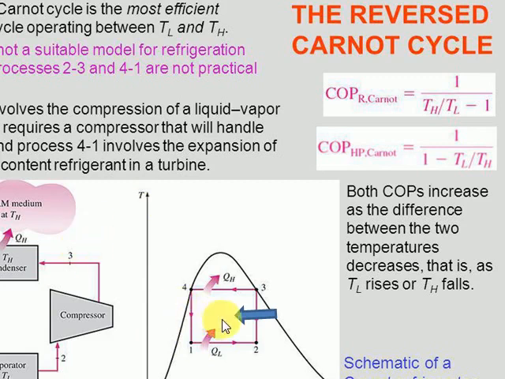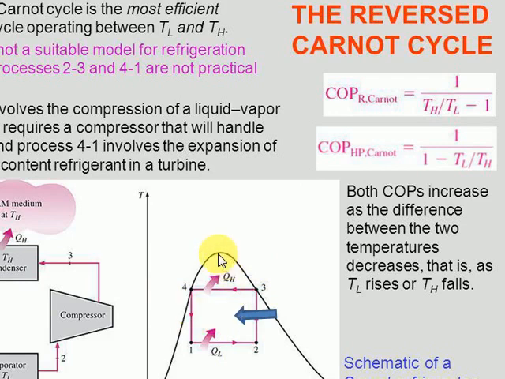If you look at the cycle, this cycle is operated within the dome of this curve. This curve is called the saturation curve. Within the dome of this saturation curve, the phase of the working fluid is liquid plus vapor. And on this side, the phase is vapor. And on this side, the phase is liquid.